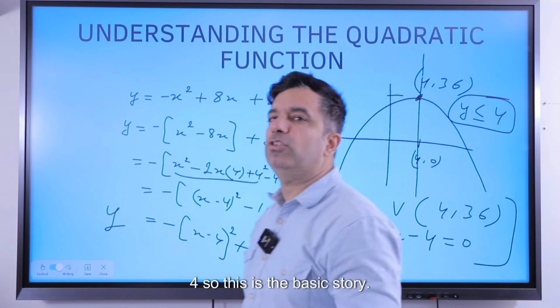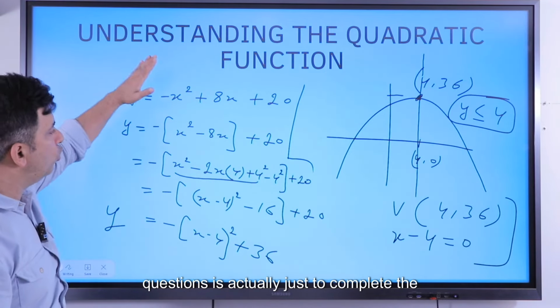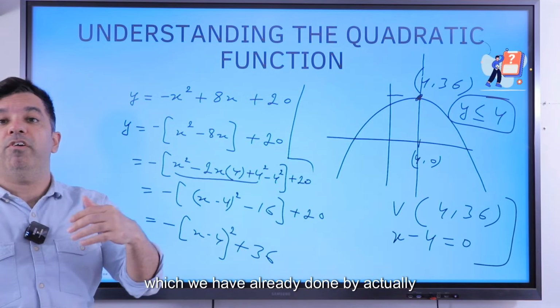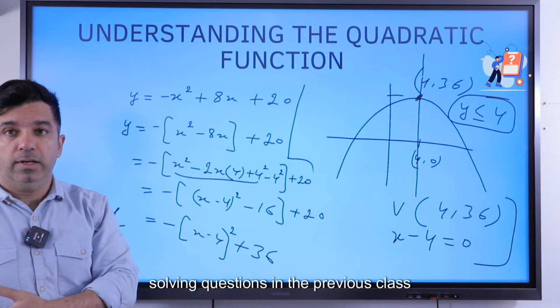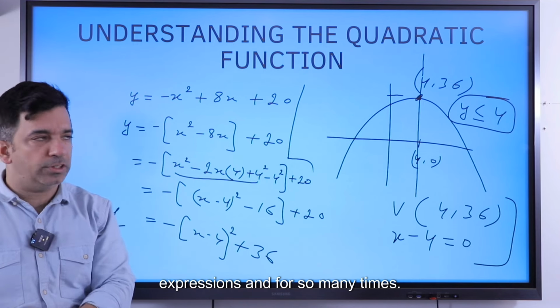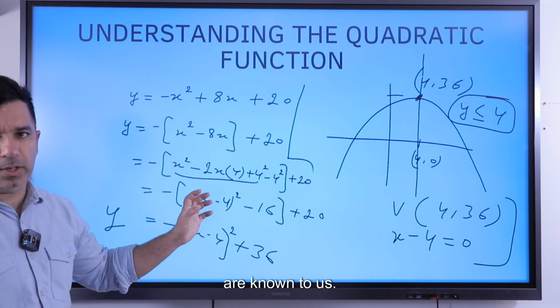So this is the basic story. What is the main task in all these questions? It is actually just to complete this square, which is a very straightforward task, which we have already done while solving questions in the previous class also, while understanding rational expressions, and so many times. These are some very basic formulas which are known to us.